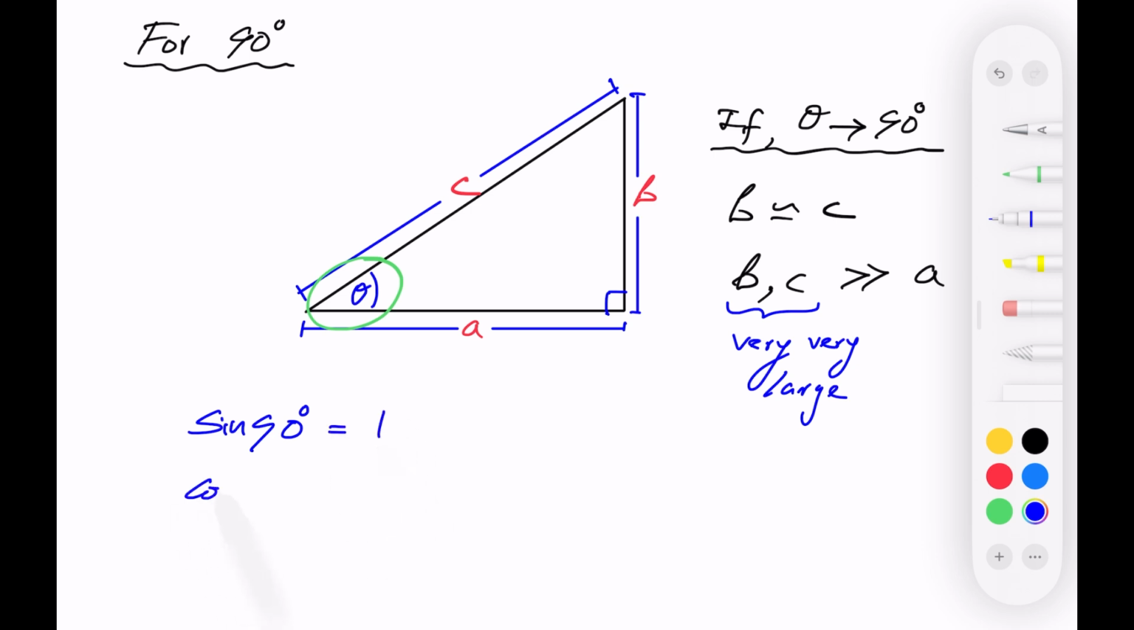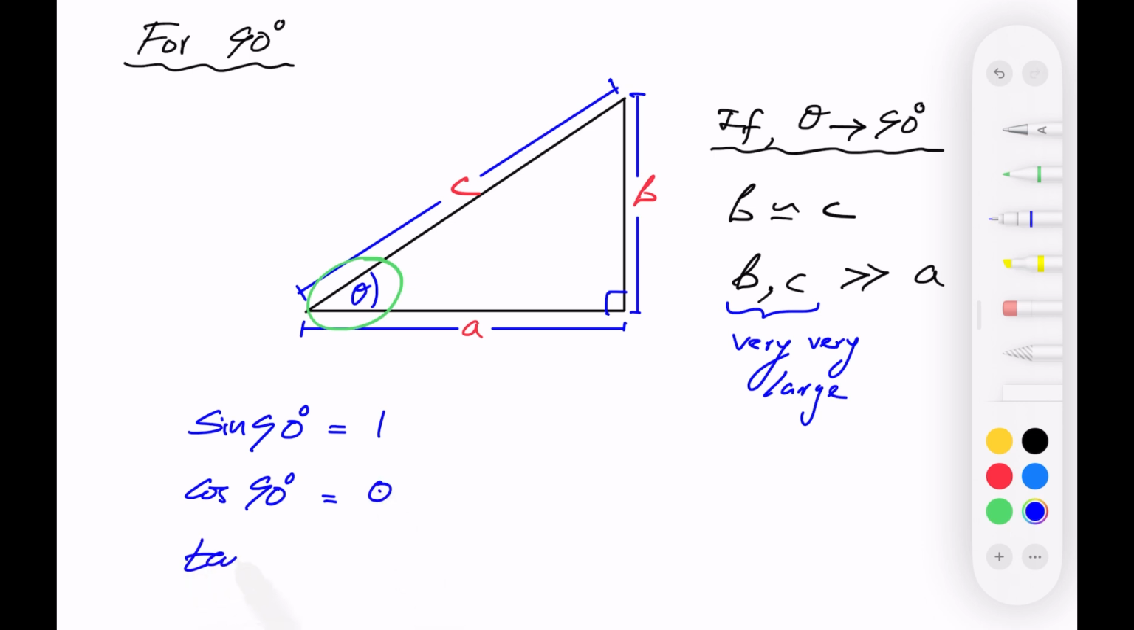Similarly, cosine 90 degrees. Cosine 90 degrees is equal to adjacent over hypotenuse, A over C. Since A is very small compared to B or C, A over C should approach 0. Therefore, cosine 90 degrees is equal to 0.